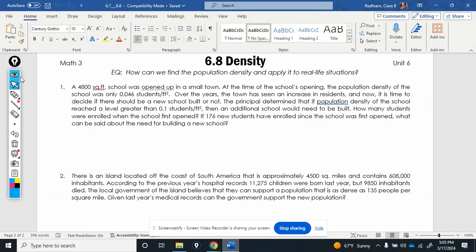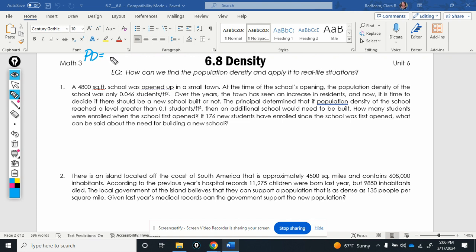All right, lesson 3 in our volume unit is population. We're talking about density, and we're going to focus on population density. I'm going to abbreviate population density as PD. PD stands for population density.